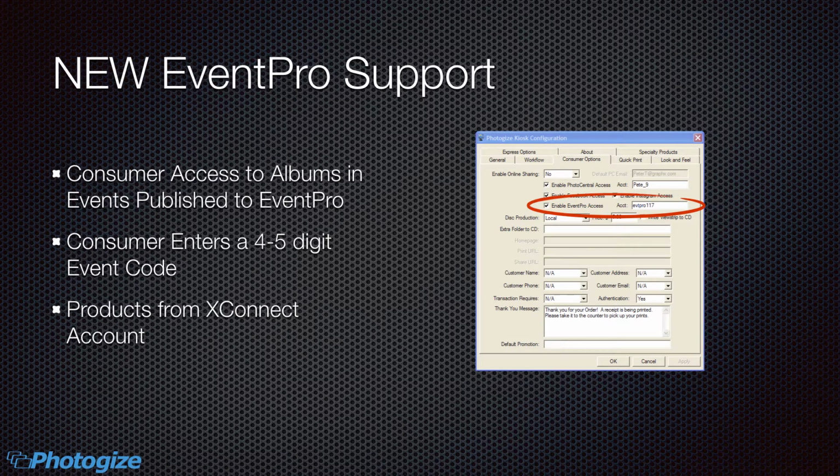The products that people can print do come from the account that you're connected to, your standard account, your XConnect account. Most people have Photo Central, and the products are coming from their Photo Central account, but the pricing will get overridden by your EventPro pricing. So if you have a 4x6 in your Photo Central account at 29 cents, but your EventPro account shows it at 99 cents, the 99-cent pricing will override the 29-cent pricing. But all orders will come into Photogize Lab, just like all the regular kiosk orders in your Photo Central account.